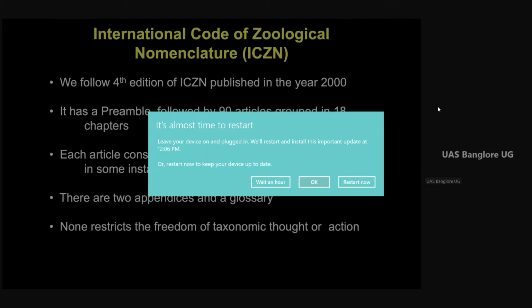Clear? And all these things are guided by ICZN. ICZN is the International Code of Zoological Nomenclature. Don't worry about the full form, you should only remember ICZN. The fourth edition was published in the year 2000 or 2001. Please remember this: ICZN is the governing body for giving these names. For fill in the blanks or one-mark questions they might ask you, that's why I'm telling you.